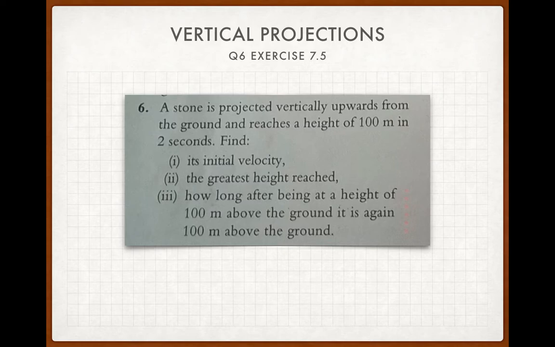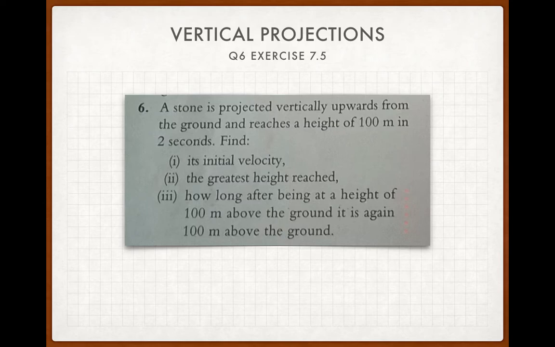All right, so let's look at the first one. What is its initial velocity? Well, if we look at it, we have the displacement, we have the time, and it's projected up, so a is minus 9.8. So if we have displacement, time, acceleration, and we're looking for u, we'll use s equals ut plus a half at squared.